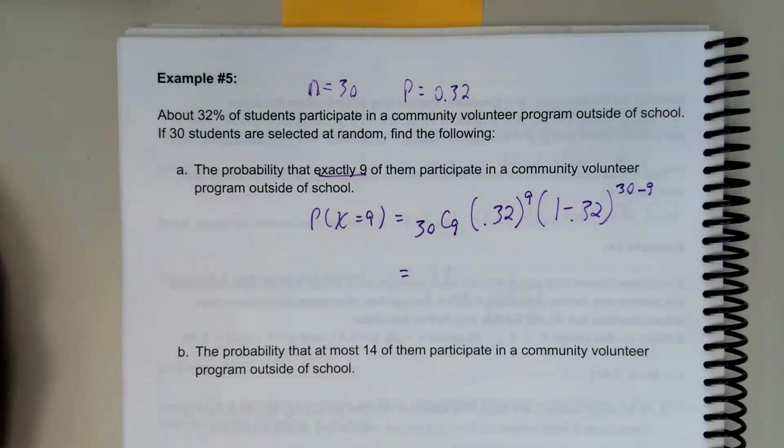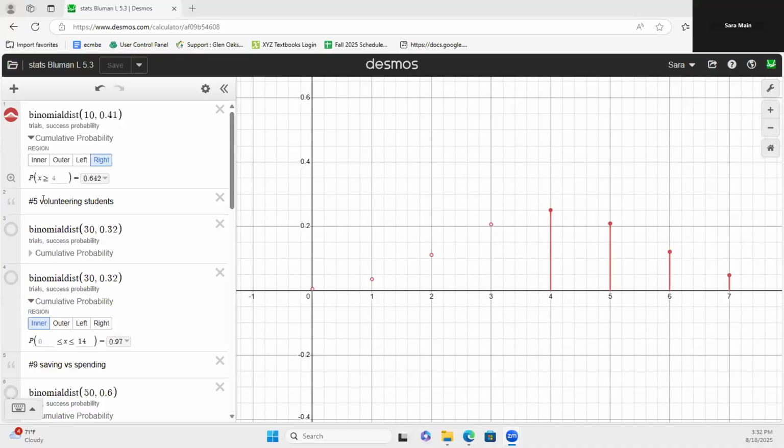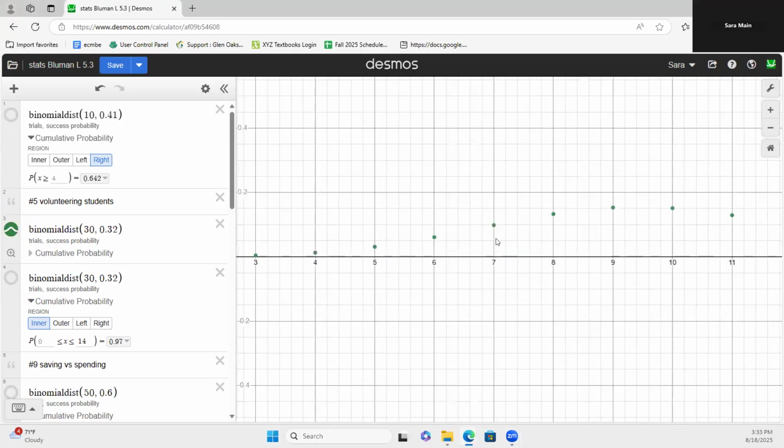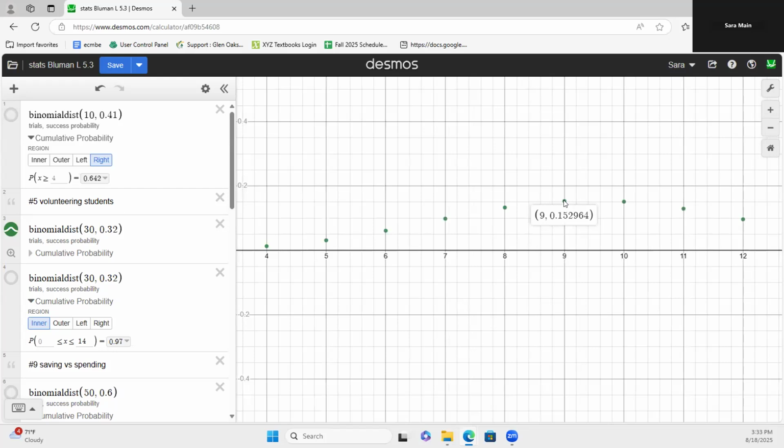And if you use the binomial distribution, I'm going to share the screen again. And you can see here, example 5, binomial distribution is 0.32. And if we want to look at exactly 9, I'm going to turn off this graph and turn on this graph. And we can go over to 9 and click on that. And it will match what you get in ALEX. And if we round to 4 decimal places, it's 0.1530.